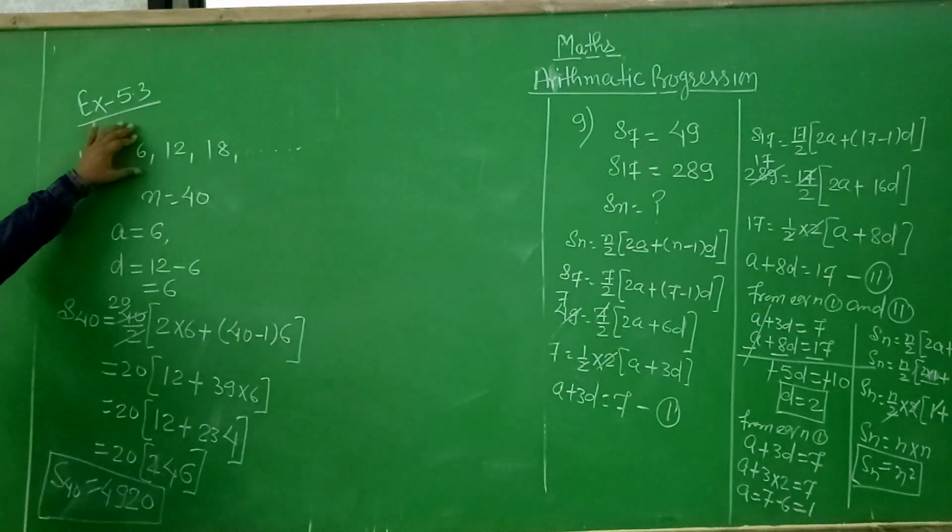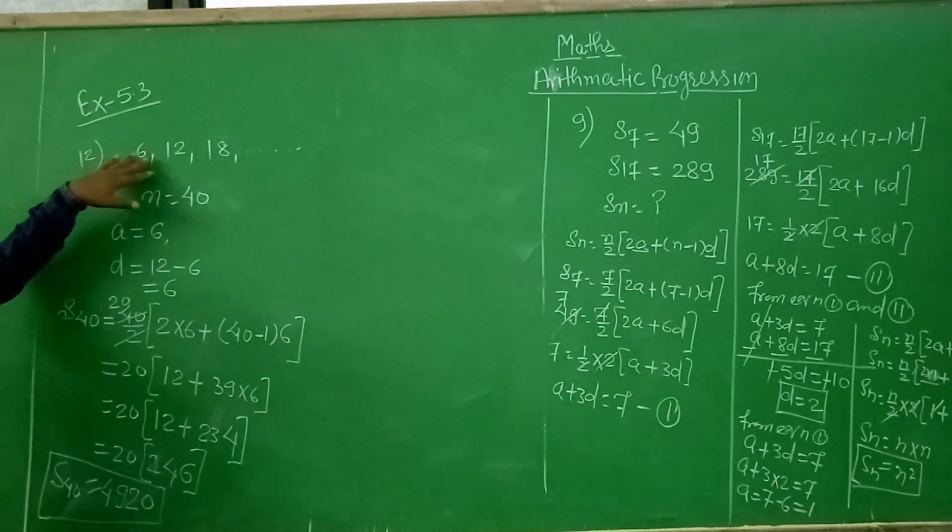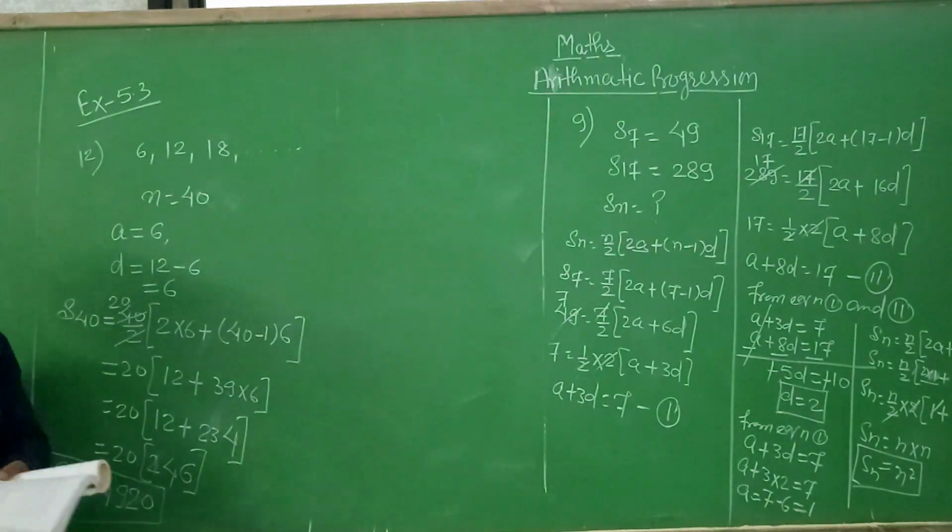Suppose any other table is given, such as the table of 8, and you are asked for the first numbers divisible by 8. You apply this formula and solve the questions.